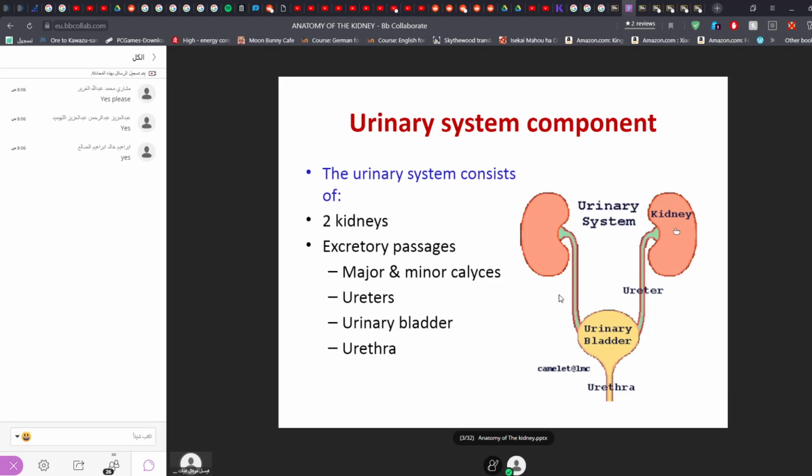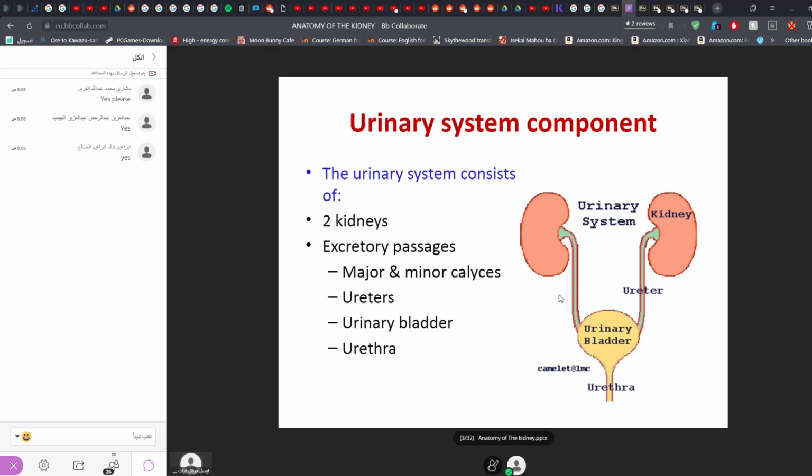Then we have an excretory passage that starts within the kidney, called the major and minor calyces, and then they come out as a ureter. The ureter goes down in the pelvis and opens into the upper lateral part of the urinary bladder, and from the urinary bladder the urethra comes out, which is the exit passage of the urine. So these are the main structures responsible for this.